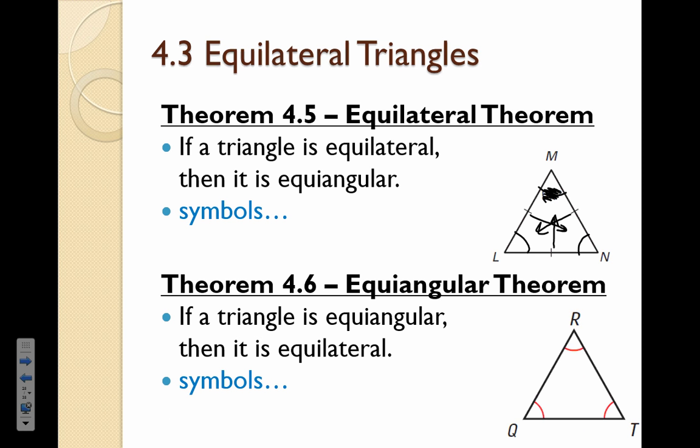And then theorem 4.6 says, basically, its converse. If a triangle is equiangular, then it's equilateral. So again, the converse of the base angles theorem says if these angles are congruent, then the opposite sides are congruent. And then I've got this third angle, and they're also congruent, so it becomes equilateral. Okay. So not too complex. It's just identifying the type of triangle.